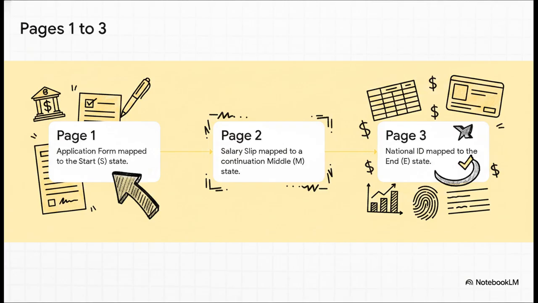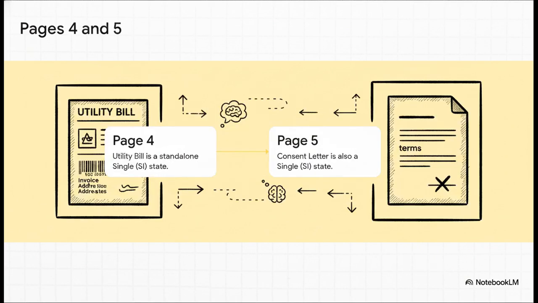Then we hit page 3. This is a copy of the applicant's national ID card. The features are small, visual layouts, a photo, and specific card dimensions. This signals the conclusion of the applicant's core profile, so it receives the end state label. Just like that, we have successfully bounded our first multi-page document. Let's keep moving through the rest of the batch and see how this builds.